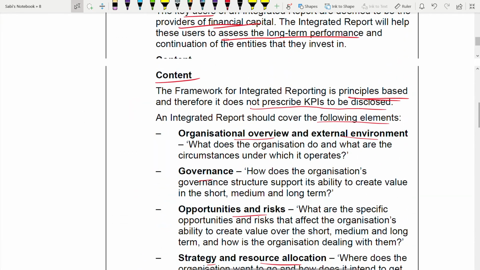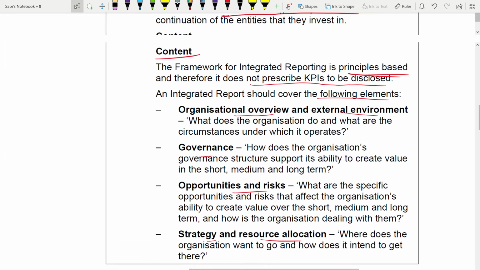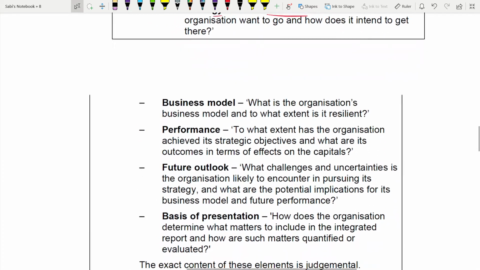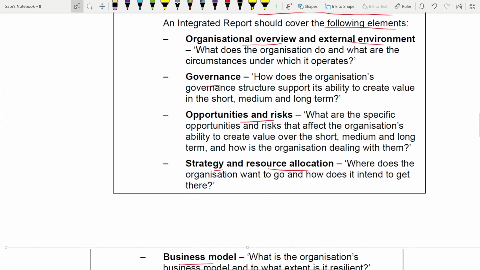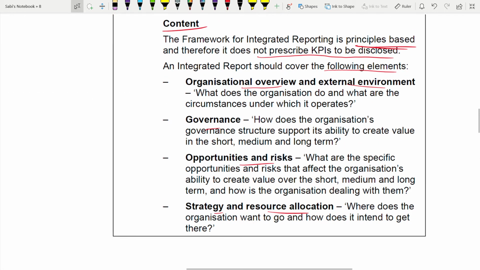Maybe you can just write a few things because it's for 6 marks only. You don't have to write all this, but they have given everything from the textbook: performance, business model, fit, outlook. Maybe out of this, any 3 you can give to get the 3 marks. So 3 contents you can give.